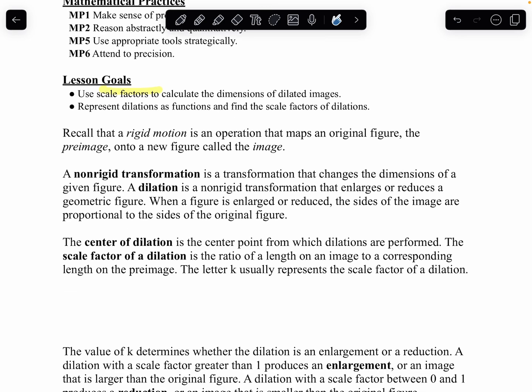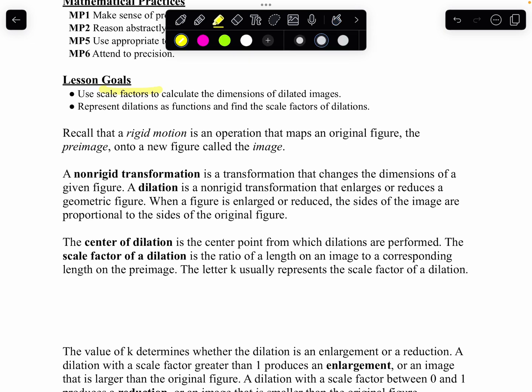A non-rigid transformation is going to be bigger or smaller. In geometry, we call that a dilation. It makes it bigger or smaller. So if I have a shape, like let's say I take this triangle and I make it bigger, I make it bigger through what we call the center of our dilation. Let's call this point O. I'll call this point A and this point A primed. And so my dilation we call K.